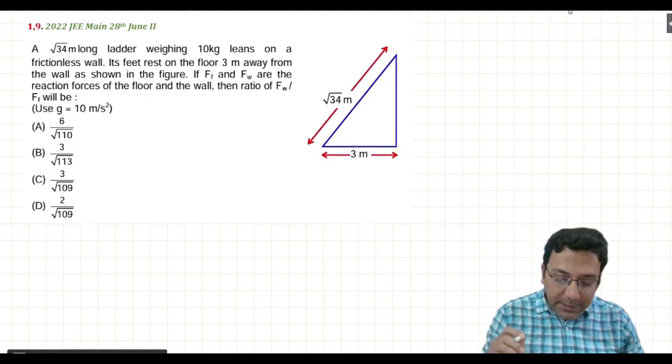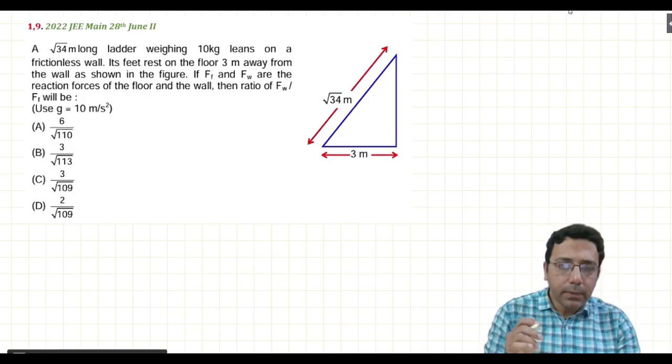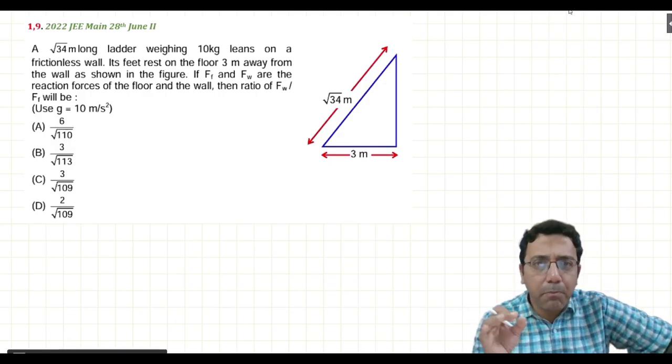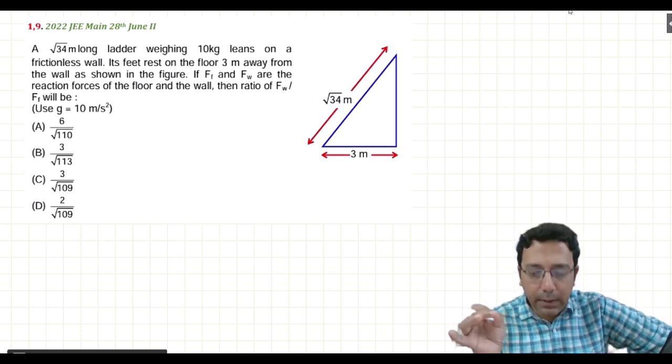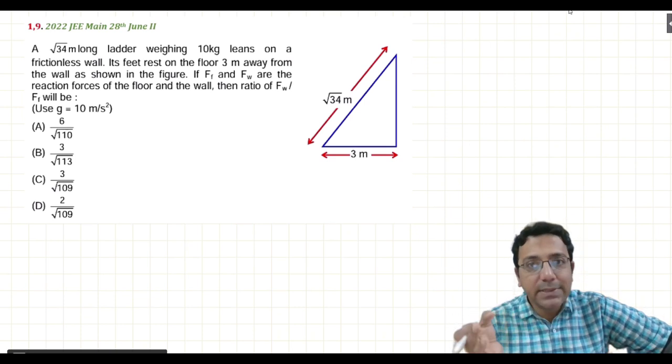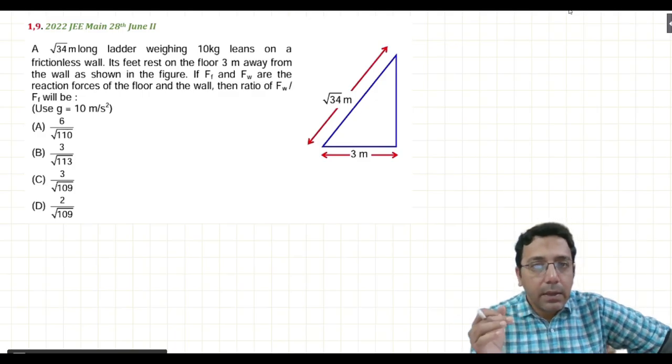Okay. Let me start with this problem. These are all problems of moderate difficulty level, not a very high difficulty level. But then it did appear in the Joint Entrance Exam in various years. Okay, let us take a small problem.